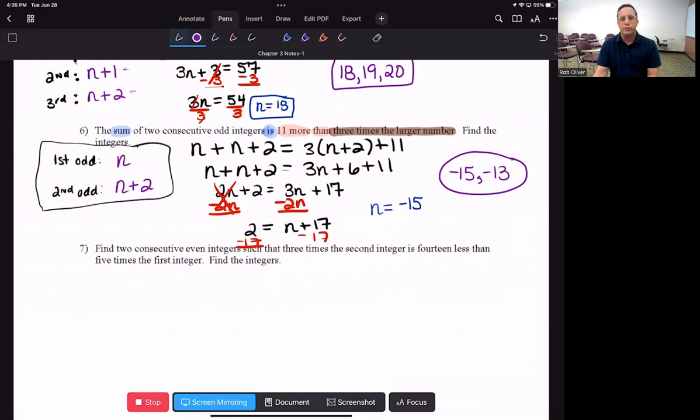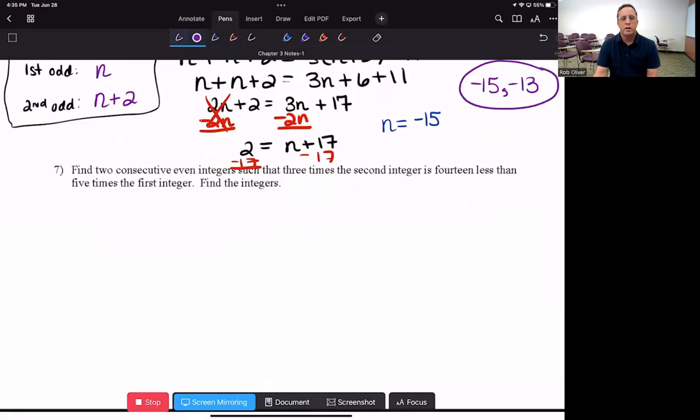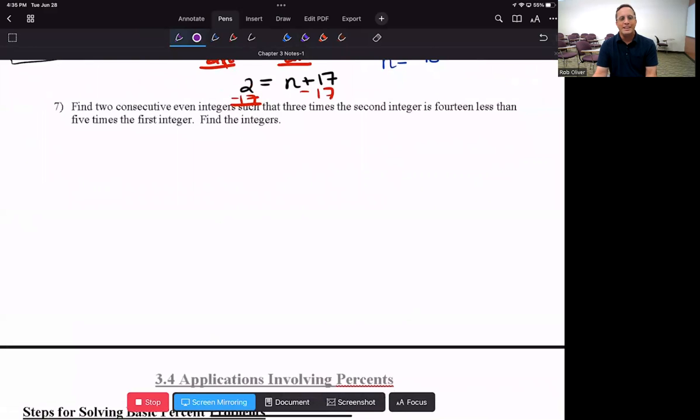So we got it. All right, you guys are doing great. Let's keep going here. Find 2 consecutive even integers. All right, I'm going to stop there. First, I should say, first even, and the second even. All right, so the first even is n.